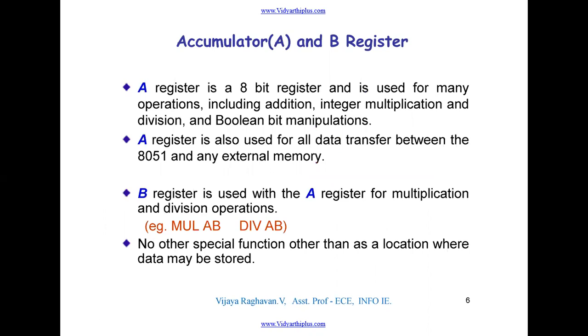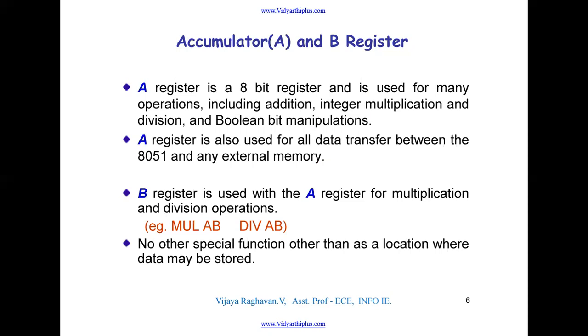The accumulator and the B register. Accumulator register. The A register is an accumulator register. It is an 8-bit register and it is used for many operations including addition, integer multiplication and division, and Boolean bit manipulations. Its function is, it is most versatile and holds the source operand and receives the result of arithmetic operations including addition, subtraction, integer multiplication, division, and Boolean bit manipulation.